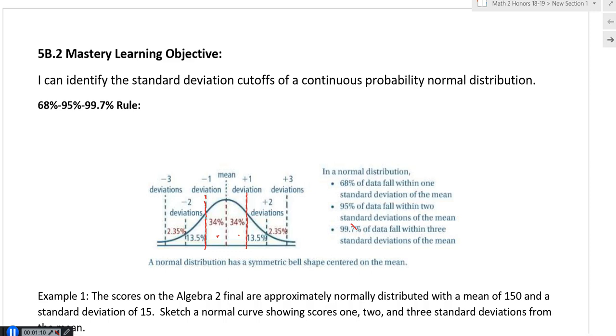95% fall within two standard deviations, so between the blue lines. Well, I've already used 68%, so I'm going to do 95 minus 68, and I'm left with 27%. And then I split that in half. And that's how they get to the 13.5% that is left, or that goes in each of these.